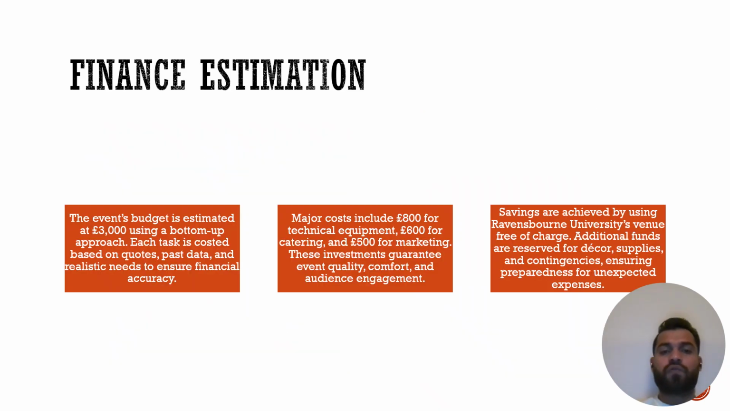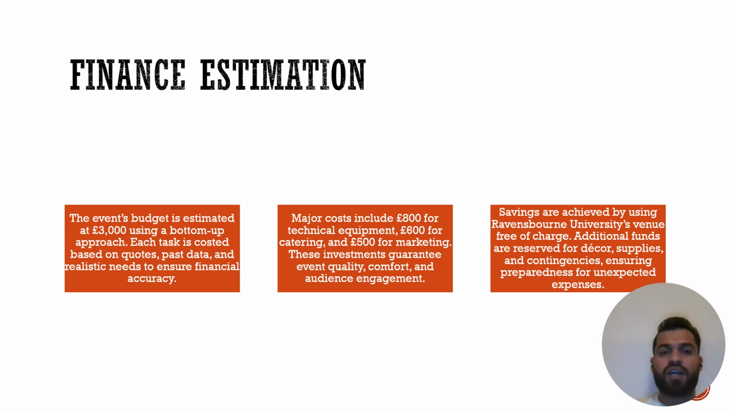And the next is about finance estimation. The fundraiser budget of £3,000 is planned using realistic costs, with major allocations including technical equipment, catering, and marketing. Savings come from the free university venue. A contingency fund ensures we are prepared for unexpected costs, balancing efficiency with financial sustainability to deliver maximum impact.